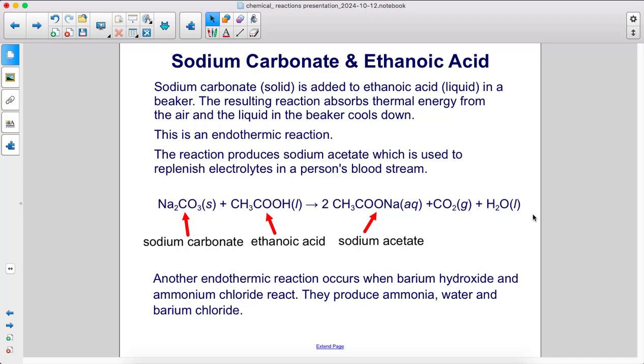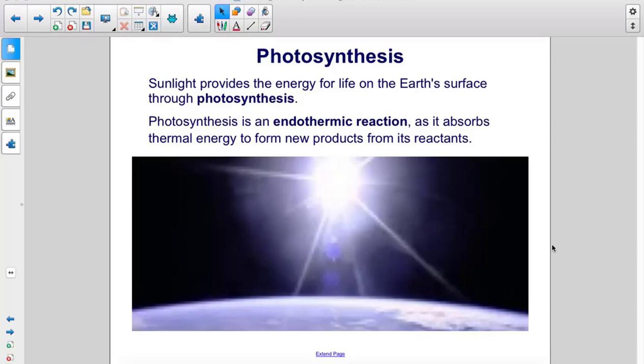Another endothermic reaction occurs when barium hydroxide and ammonium chloride react. They produce ammonia, water, and barium chloride. Sunlight provides the energy for life on the Earth's surface through photosynthesis. Photosynthesis is an endothermic reaction as it absorbs thermal energy to form new products from its reactants.